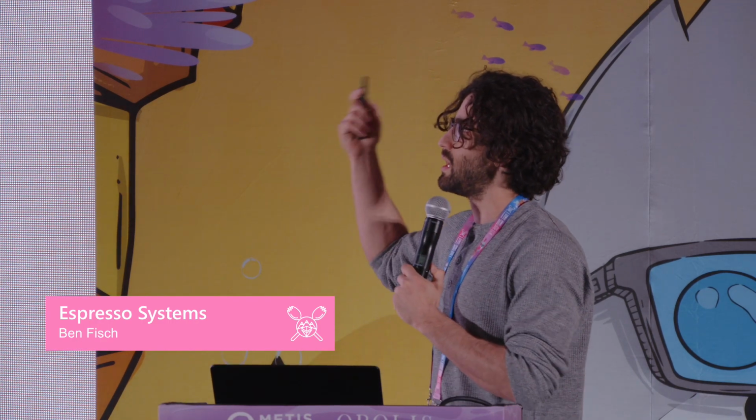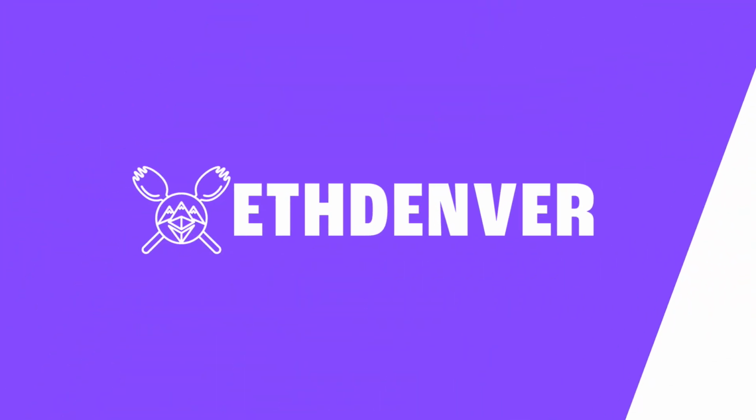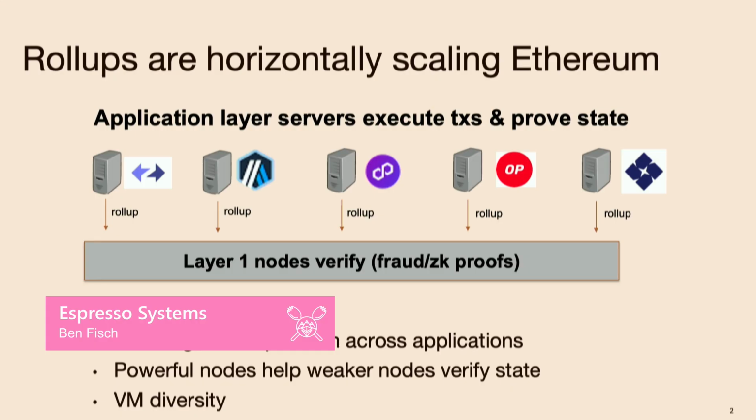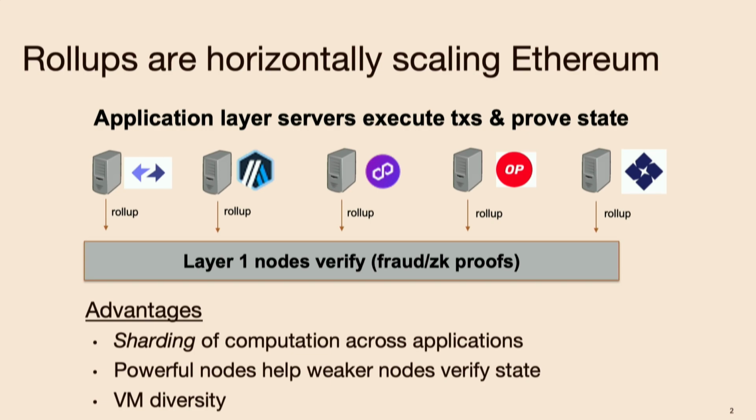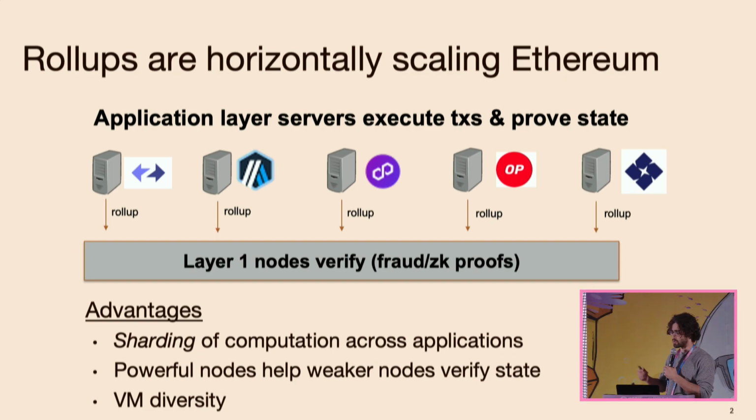So, rollups are horizontally scaling Ethereum. Rollups are this beautiful solution that allows for sharding of computation across different applications. It allows for powerful servers to also help much weaker nodes verify what the state is, which allows for greater decentralization of Ethereum while supporting many, many more applications. It also enables virtual machine diversity. So you can add new applications that are not even running the EVM, and they can just simply prove their state transitions to the layer 1.